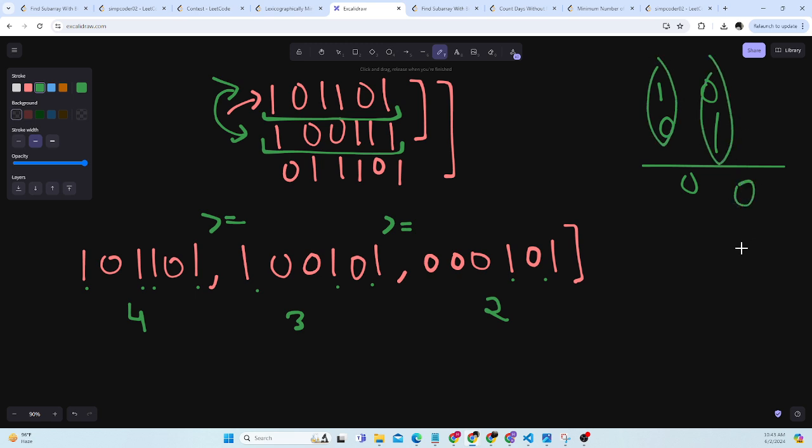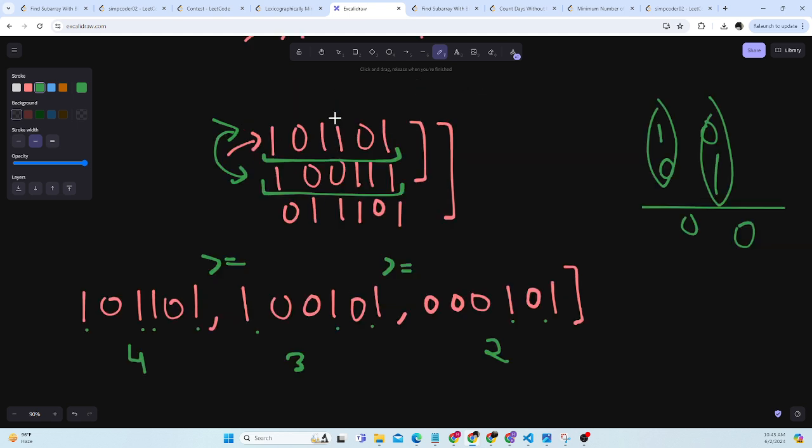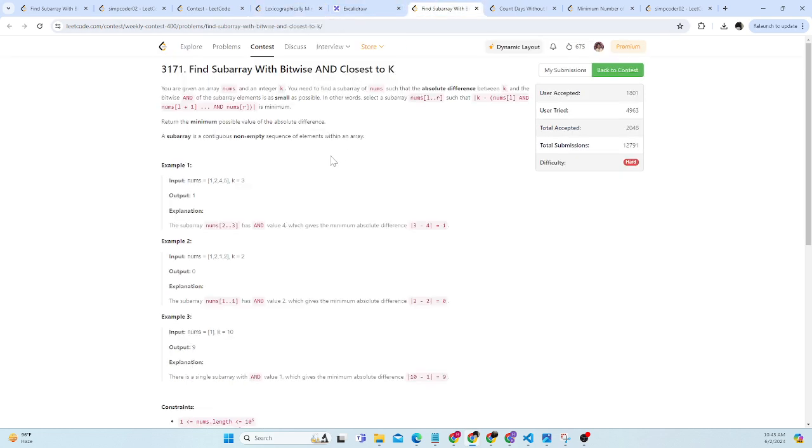So we see that if there are two adjacent elements in the nums array which are not equal, they will differ at one bit, so that bit will become 0. We know that nums will be up to 10 to the power 9, so there will be at least 30 bits. Let's say there are 30 bits in the starting.